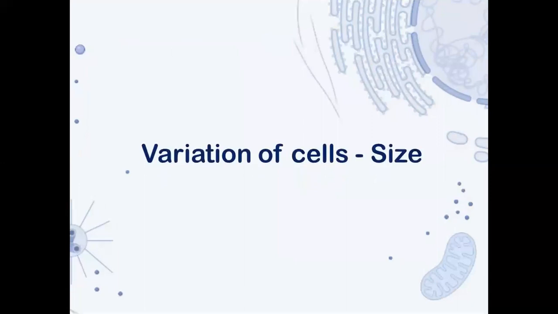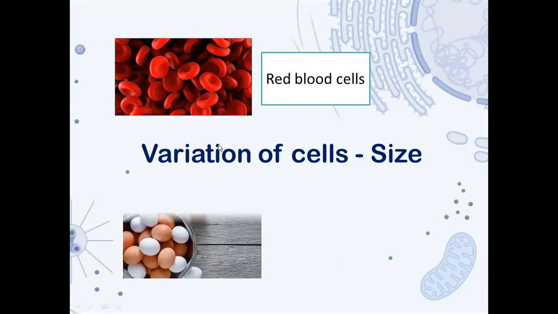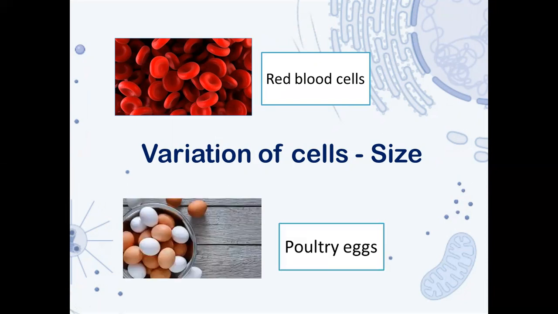Now let us see variation of cells on the basis of their size. When you see blood, you must be able to see jelly-like substances which are red in color. When you magnify it through a magnifying glass, you must be able to see some sort of cells which have this kind of shape. When you see poultry eggs, which are also cells, you can see them with your unaided eyes. The size of cells in living organisms may be as small as a millionth of a meter, which is normally known as micrometer and micron, or it may be as large as a few centimeters.